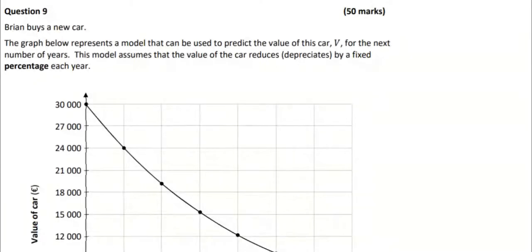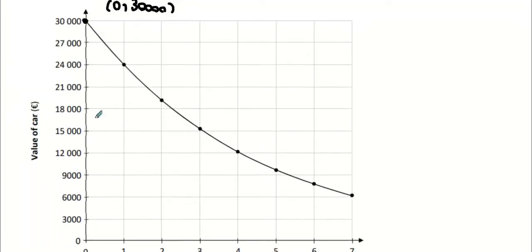Okay? So what we're doing next is question 9. Brian buys a new car. The car is shown. Basically this point here is 0, 30,000, and that means he bought it new at 30,000. Every year it depreciates by a certain amount. So in year 1 it's worth 24,000 euro, and in year 7 it's just above 6,000 somewhere. I don't think it's exactly 6,000, but just above it.